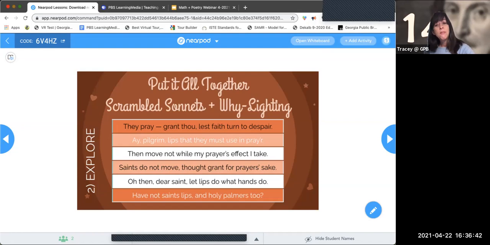And then, of course, once they've played with it a little bit and started to recognize some of the patterns, you can maybe bump it up a notch and do some scrambled sonnets where you take some of the sonnets. This particular one is just the last six lines, the last quatrain and the couplet. So I've chopped off the end of that sonnet that we saw between Romeo and Juliet and mixed up all the lines.